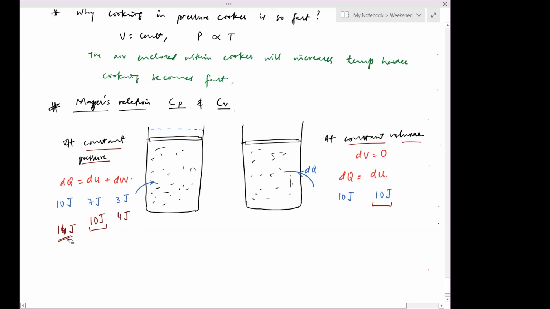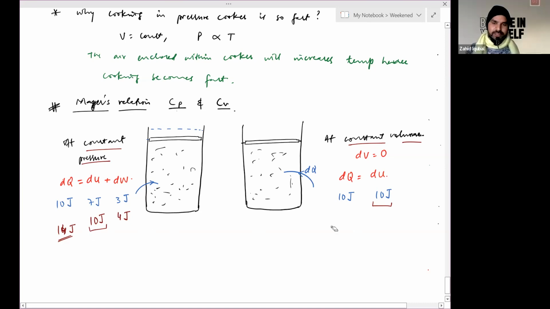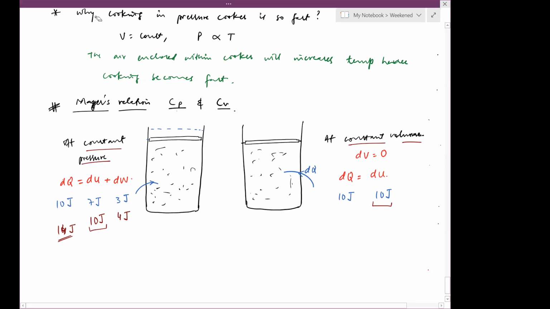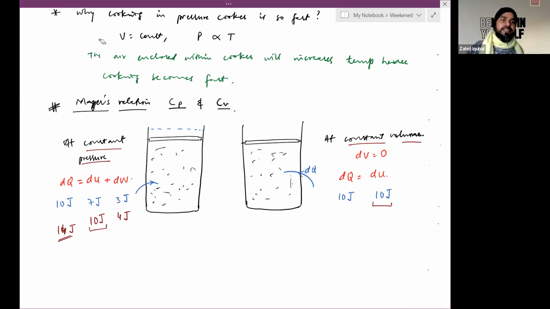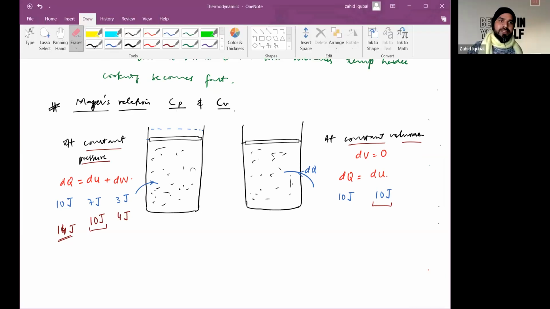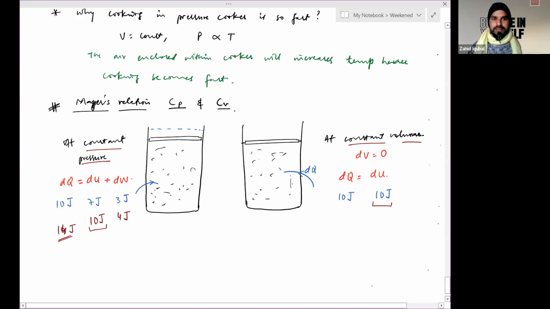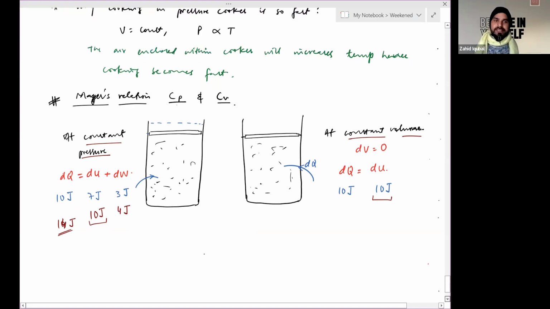Yes, sir. So we can say from both these two parts, at constant pressure, the amount of heat required will always be greater as compared to constant volume, so as to have an equal change in internal energy. Is it clear? Yes, sir. That's why Cp is always greater as compared to Cv. So you'll be asked why Cp is greater than Cv.